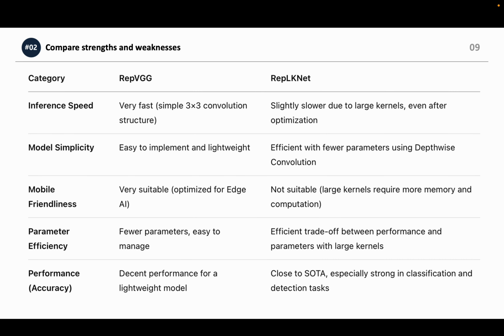To summarize, RepVGG is fast and lightweight, making it suitable for mobile applications. RepLKNet is slower and less mobile friendly, but achieves near SOTA performance.